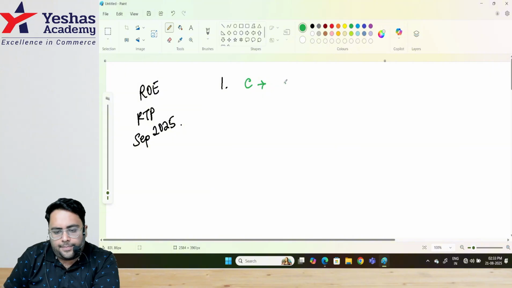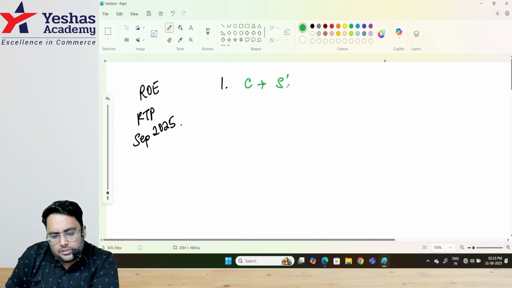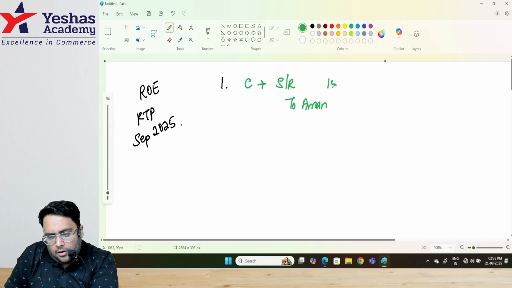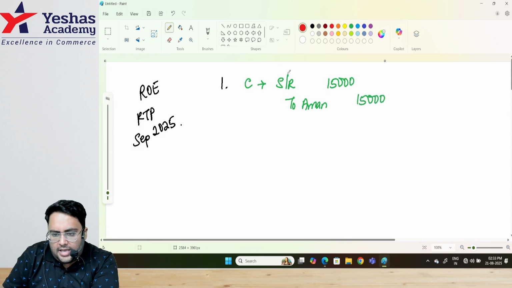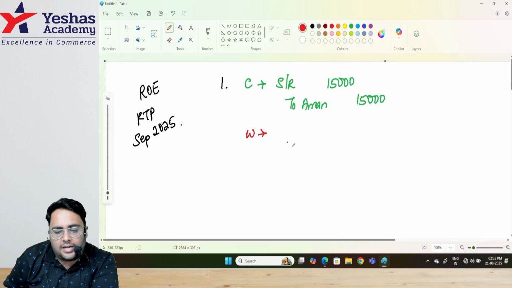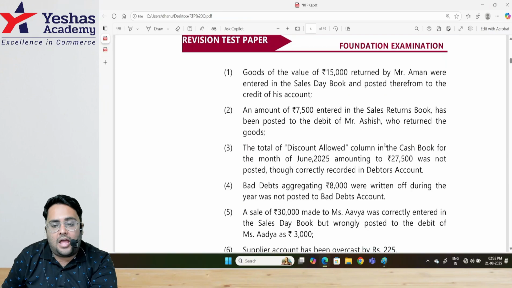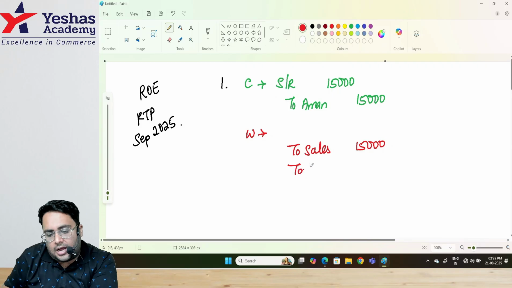What is the correct entry, beta? Goods returned by Aman. Sales return account debit to Aman. How much? 15,000. The question is saying what? It has been entered in the sales day book. They have recorded 2 sales, 15,000 and posted therefrom to the credit of his account.